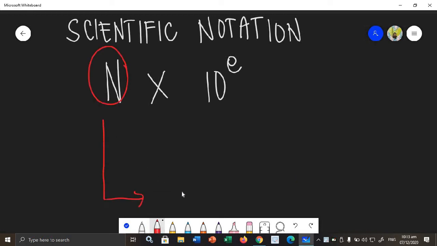Okay, where n, yung n natin, may value yan. So, the value of n must be in between 1 to 10. Okay? So, we will be looking for the value of n, and the value of n must be in between 1 to 10. So, bawal siyang exactly 1, bawal siyang exactly 10. Dapat yung value ni n is in between. So, it can be a decimal number. Pwede siya maging decimal number. Pwede din naman siyang whole number. Basta, ang value na dapat is between 1 to 10.